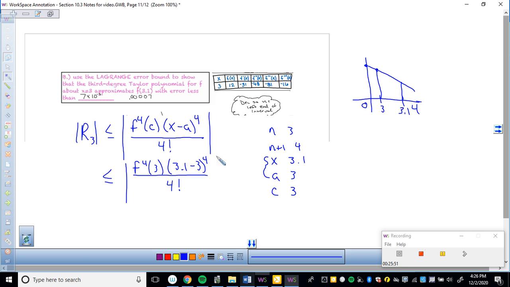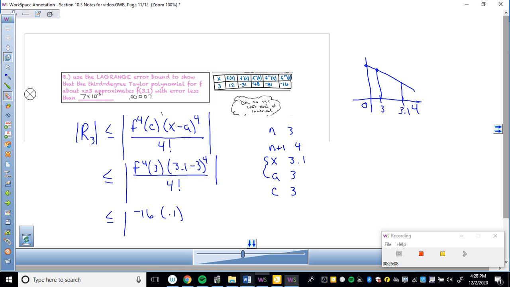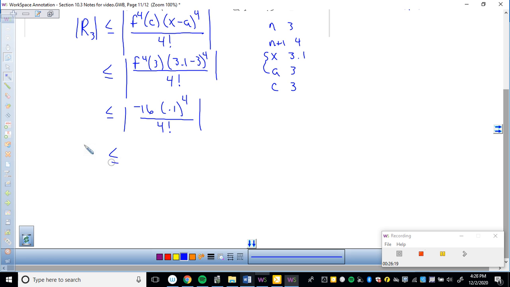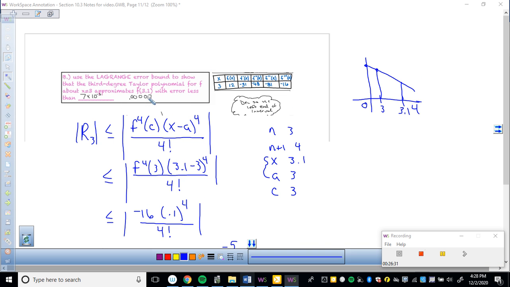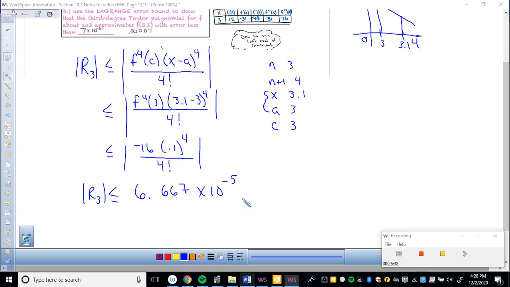Well, we don't actually have the function this time, but we have a table of values. So the fourth derivative is right here. Evaluated at 3 would be negative 16. So we're looking at negative 16 times 0.1 to the fourth over 4 factorial. So our error term will be less than, and I'll figure out what that is. All right, so that comes out to be 6.667 times 10 to the negative 5, which we're trying to show that the error will be less than 0.00007, which it is, 6.667 times 10 to the negative 5. So we have shown that it is less than that.